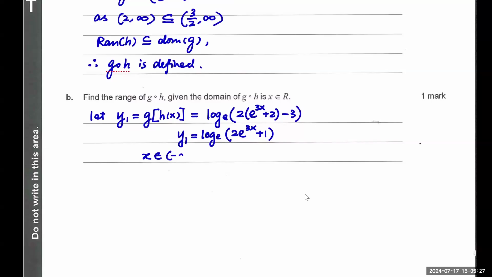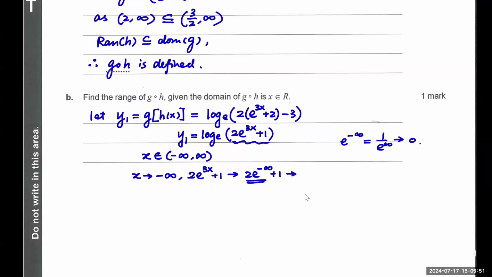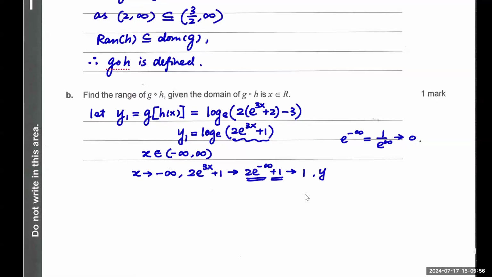x belongs to negative infinity to infinity, for all real numbers. If x approaches negative infinity, look at the argument here. 2e to the power of 3x plus 1 is approaching 2e to the power negative infinity plus 1. And this bit is negligible because e to the power negative infinity is like 1 over e to the power infinity, which is approaching 0. So eventually, we just approach 1 for the argument, and y1 is approaching log e of 1, which is approaching 0, something along this line, okay?